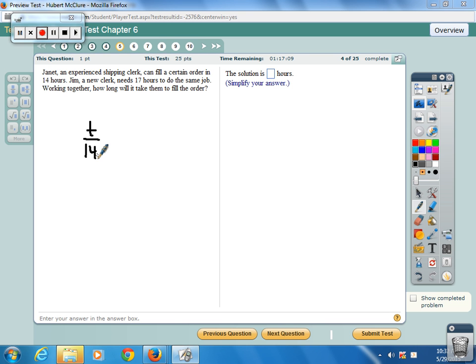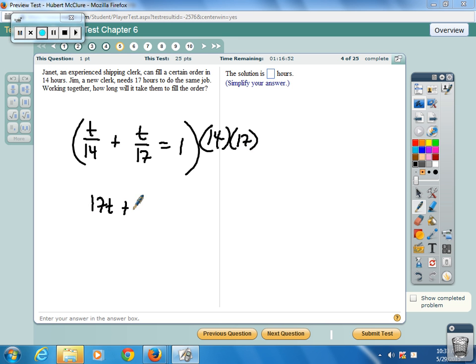T over 14 plus T over 17 is equal to 1. Multiply through by 14 times 17. And no, you don't need a calculator. So 14 cancels here, that leaves 17T plus 14T is equal to 14 times 17. And then 14T plus 17T is what, 31T? Isn't it? 4 and 7 is 11, brings 1, that'd be 31.